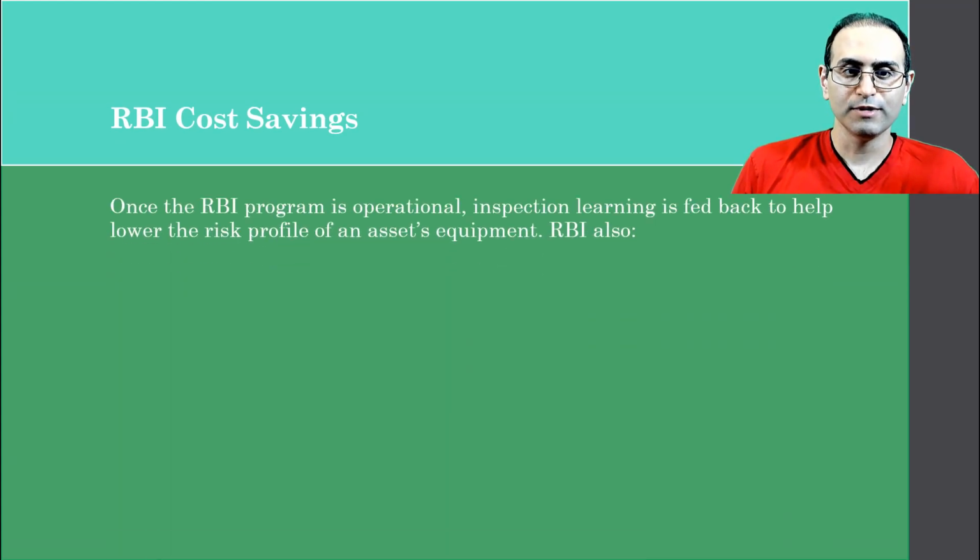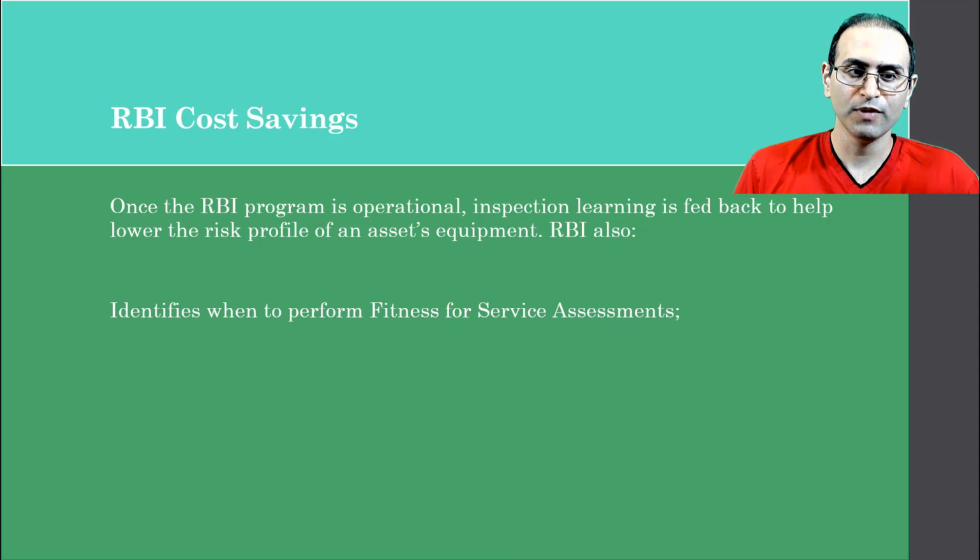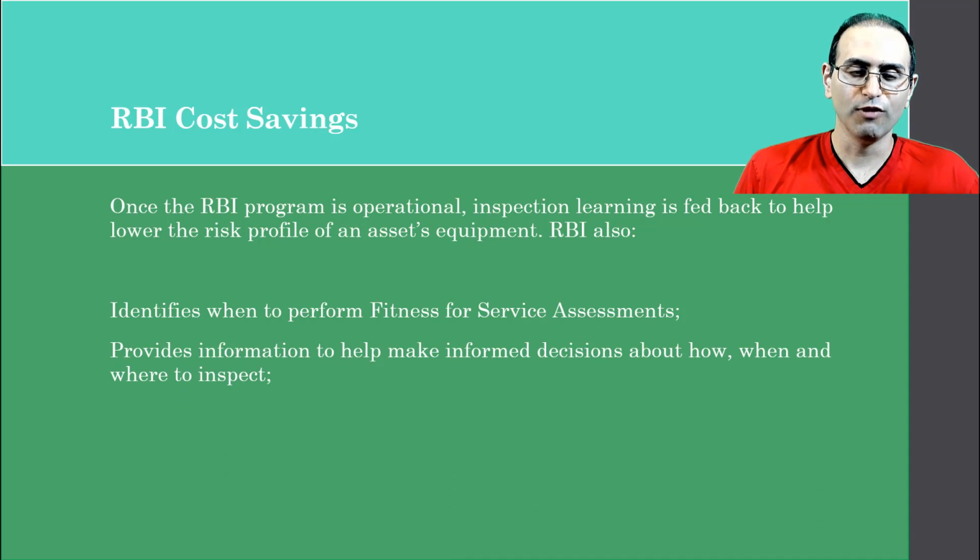Once the RBI program is operational, inspection learning is fed back to help lower the risk profile of an asset's equipment. RBI also identifies when to perform fitness for service assessments and provides information to help make informed decisions about how, when, and where to inspect. So obviously, when you have an RBI program, you don't need to inspect every single part of your piping system.